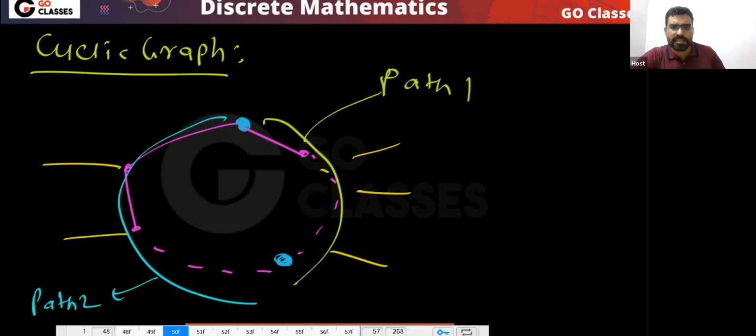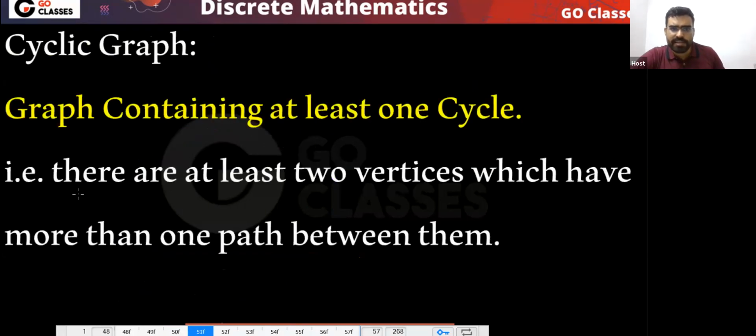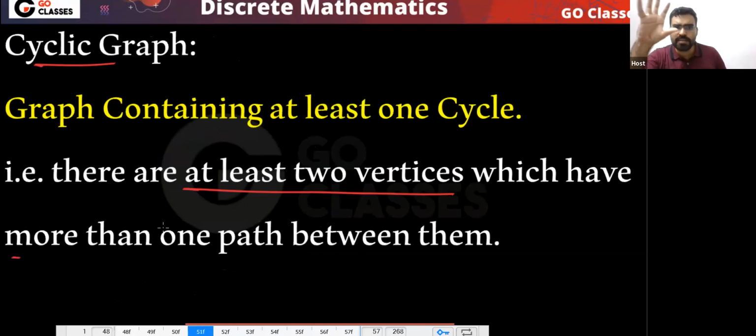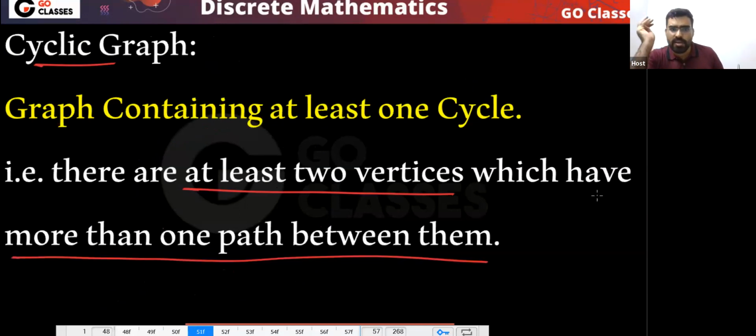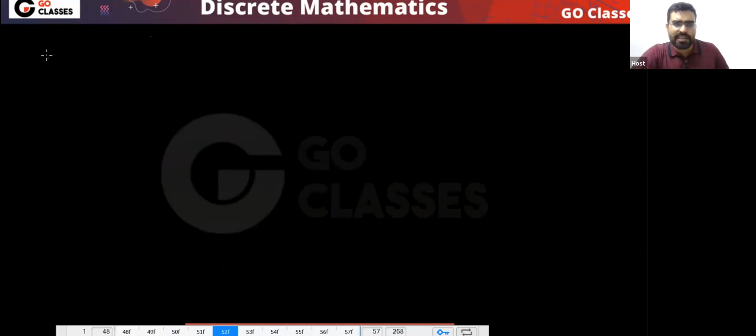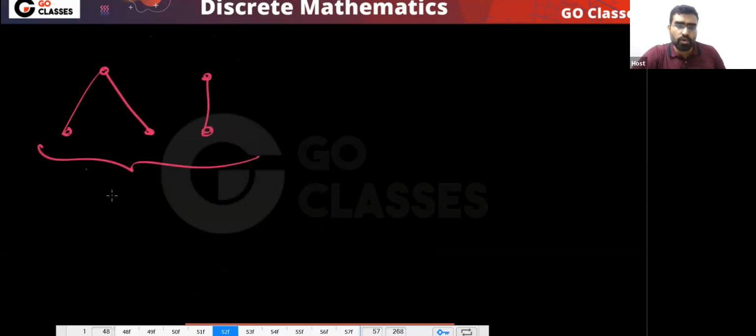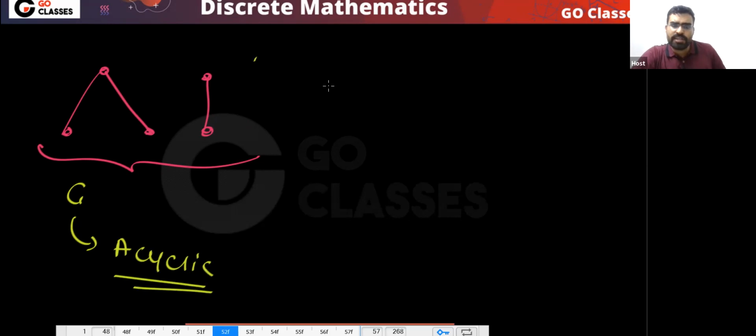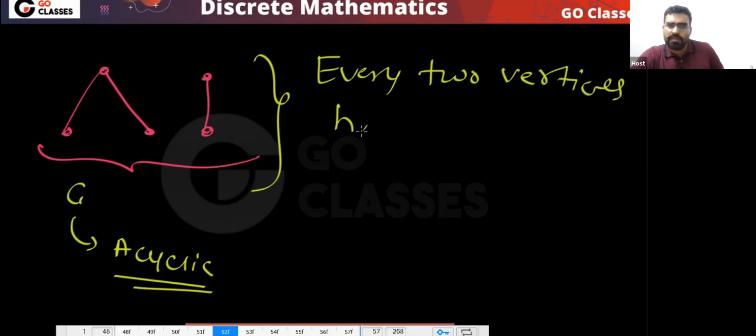So what I can say is that a graph is cyclic if there are at least two vertices which have more than one path between them. That is the definition of a cyclic graph. Is this clear? Because if I give you this graph, tell me, can you notice that every two vertices have at most one path? This graph is actually acyclic. There is no cycle. Every two vertices have at most one path.